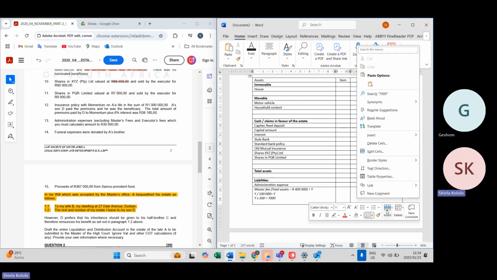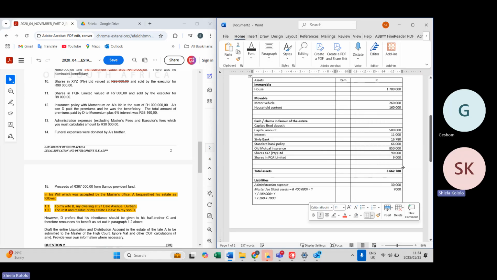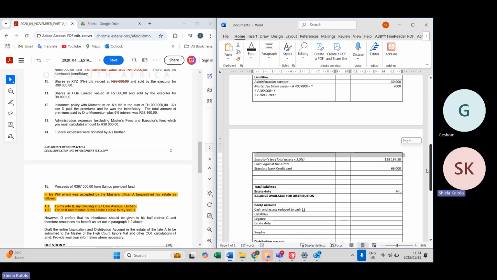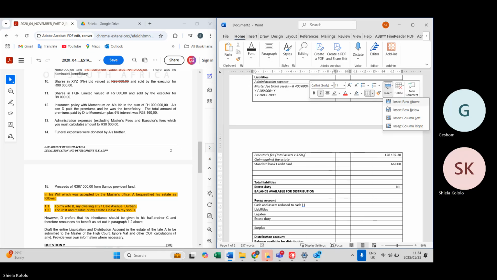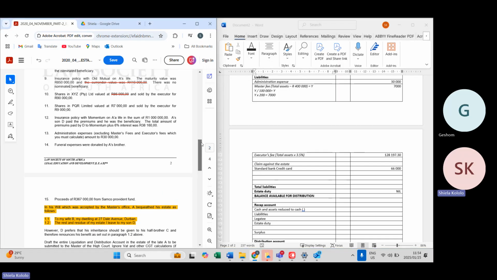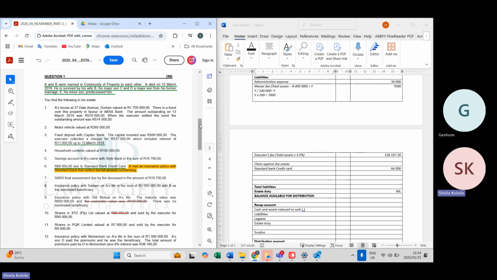So now we are done with our administration expenses. We go to our executor. We calculated the executor fee. Oh, we don't need it actually. And then now we've got our claims against the estate. We identified one, which was the Standard Bank credit card. And then what about the whole bond against the property? What are we going to do with it?